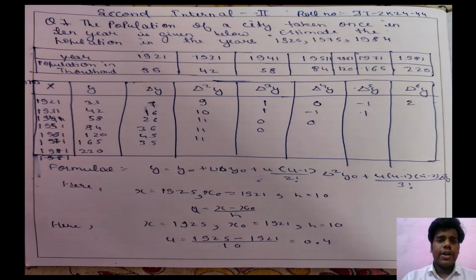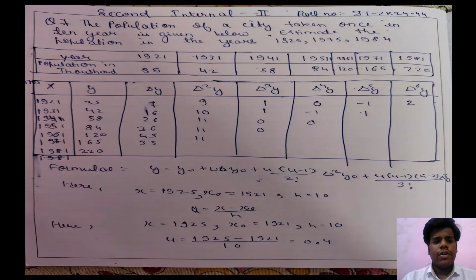Now, second internal first question. The population of CD taken once in 10 years is given below. Estimate the population in the years 1925, 1975 and 1984. We have some data: years and population in thousands.